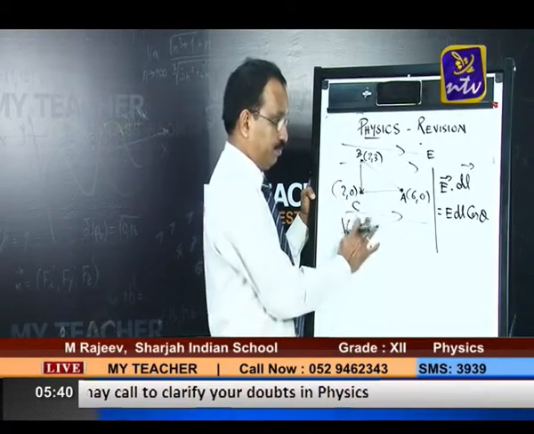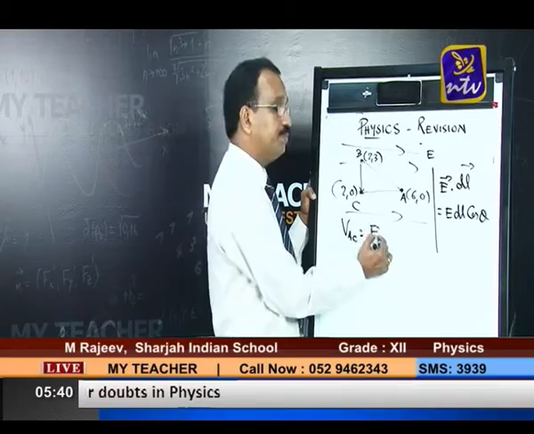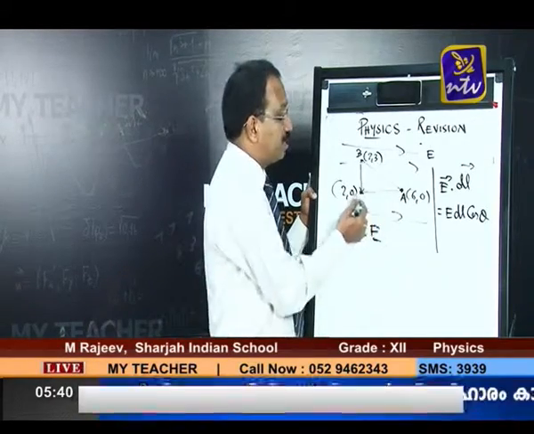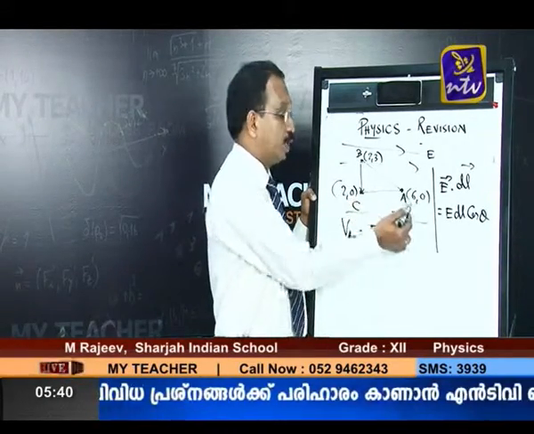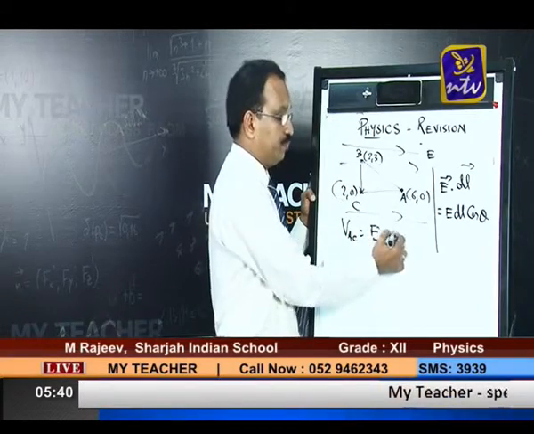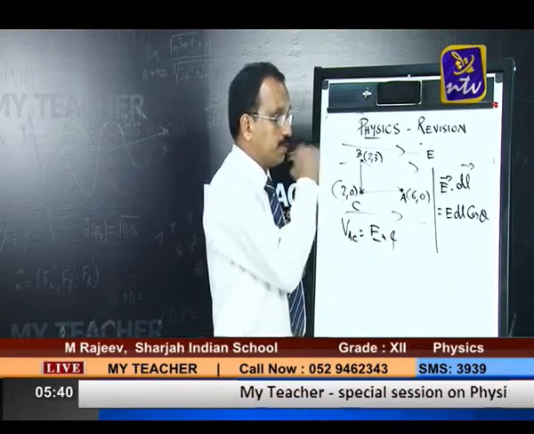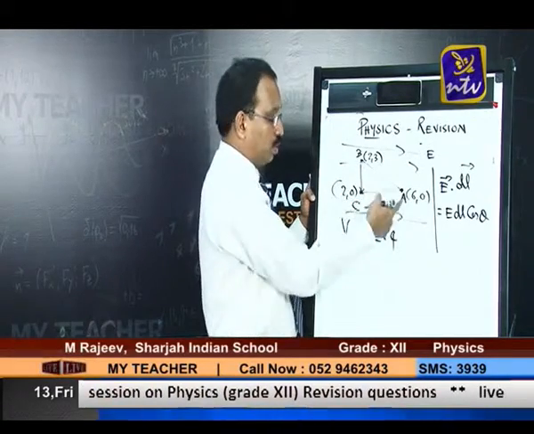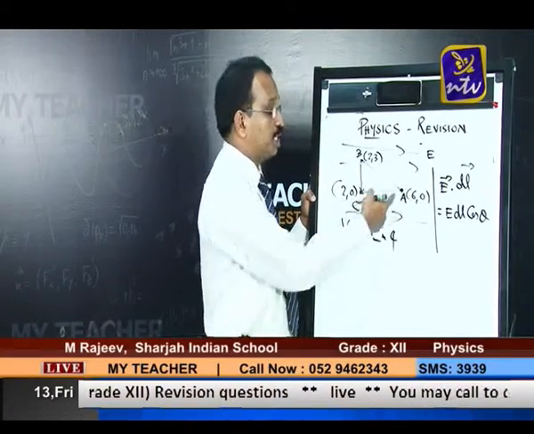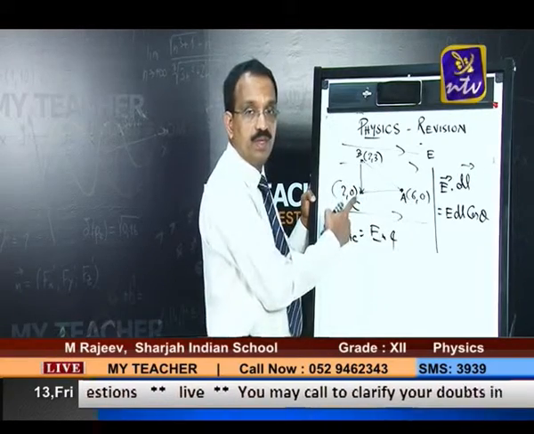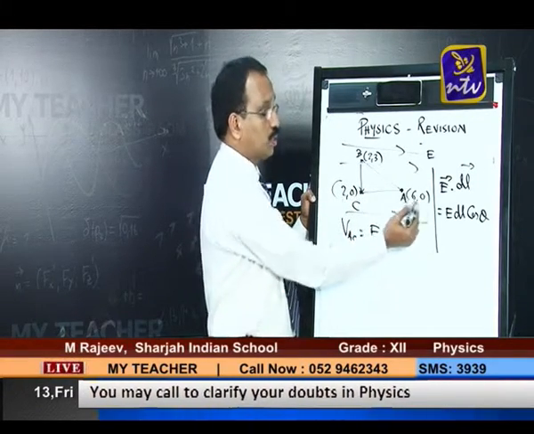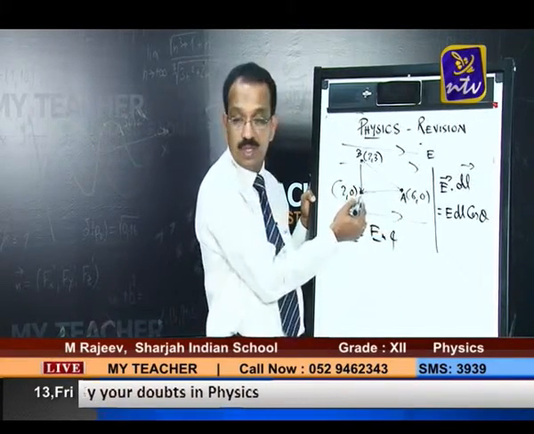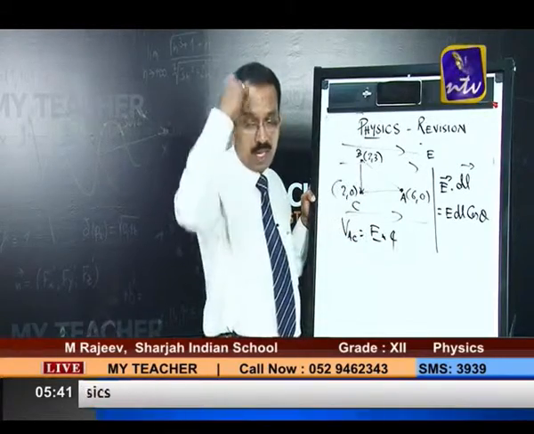Between A and C. E is E. dl is this distance, and this distance is how much? 6 minus 2, 4. Okay, cos from A to C. How much is the potential difference between A and C? So the cos, this is where we are going.